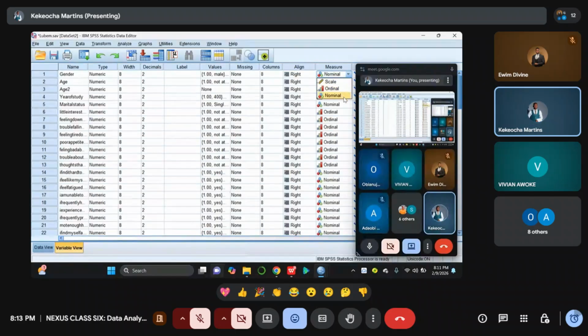So the measure here is going to be nominal, because ordinal is when the categories have to be placed in rank.